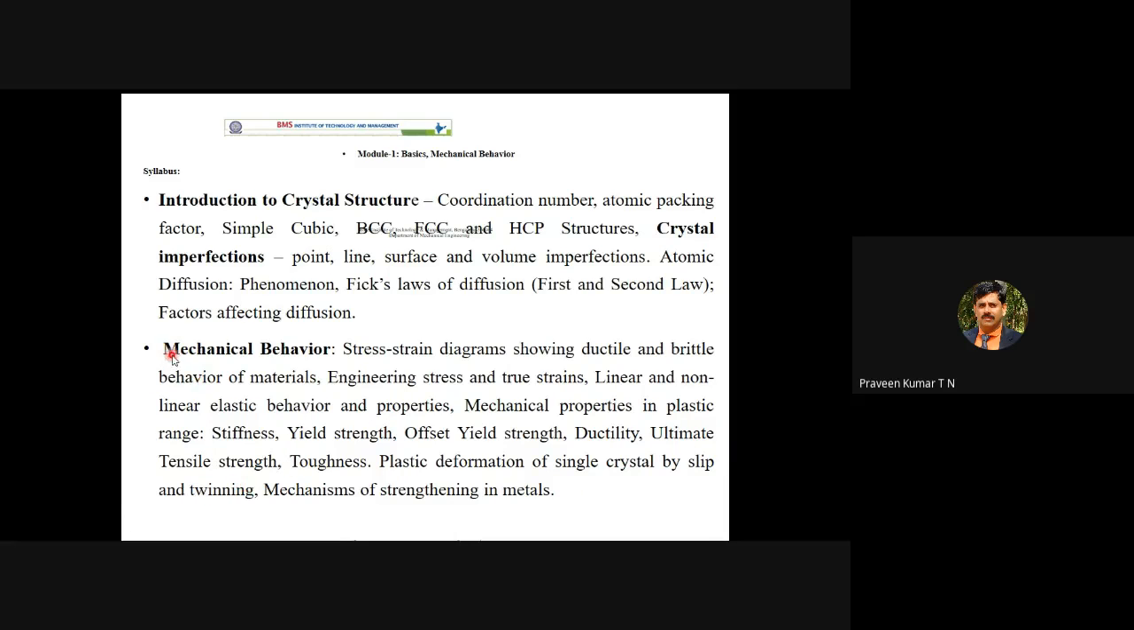What you studied from mechanical behavior up to tensile strength, offset yield point, ductility, ultimate tensile strength, and stiffness, everything comes under the macroscopic level of behavior of the material. But we are not studying the crystallographic level or grain level. Grain means a group of BCC cells or FCC cells, etc. But in the last para, you can see the plastic deformation of single crystal by slip and twinning.